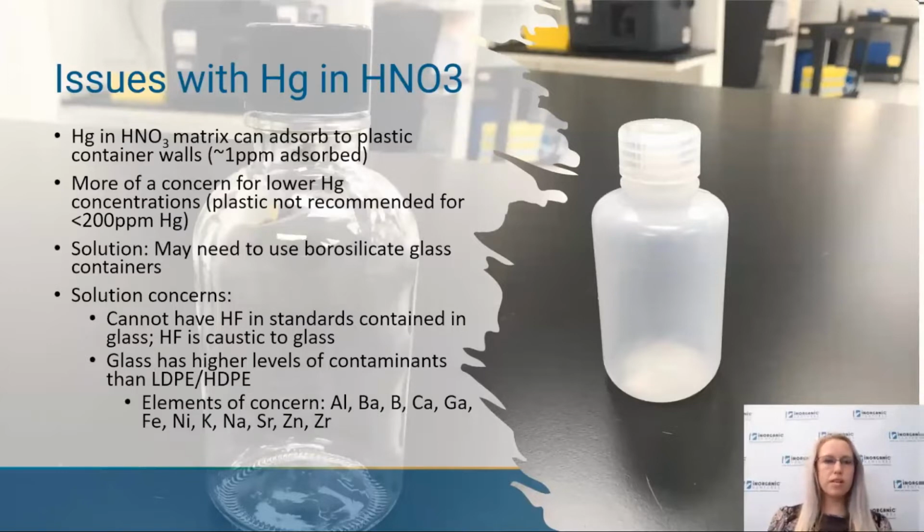One way that you can mitigate this is to keep your standards in borosilicate glass instead of in plastic. But this does cause some additional concerns as well. If you have HF in your standards, they can't be contained in glass because the HF is going to be caustic to the glass. Another thing is that borosilicate glass contributes a much higher level of contamination than plastics, LDPE or HDPE. So if you have some of these analytes listed here at the bottom at low levels in your sample or your standards, this may cause an issue because glass is going to contribute some of these as contaminants.